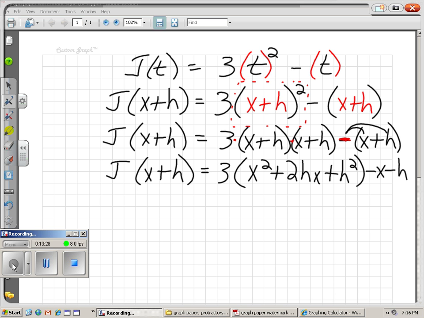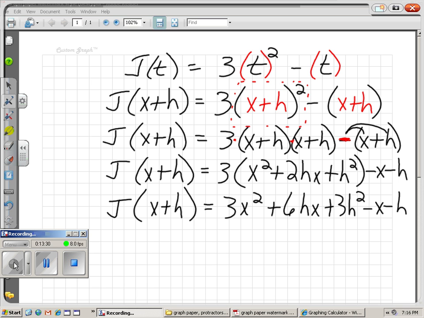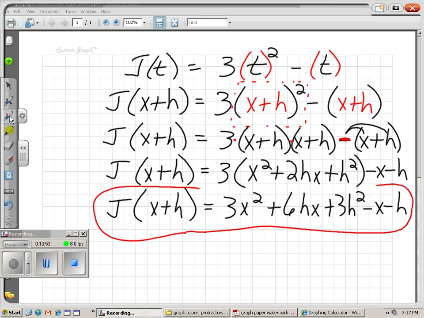Okay, next is multiply. So multiply out the 3. You get 3x squared plus 6hx plus 3h squared. Last step, just look for any like terms that you can put together. I got ahead of myself. I looked, and there are no like terms. So we're just going to stop right there. There's our answer. So when I take x plus h and run it through the j function, I get that mess right there.